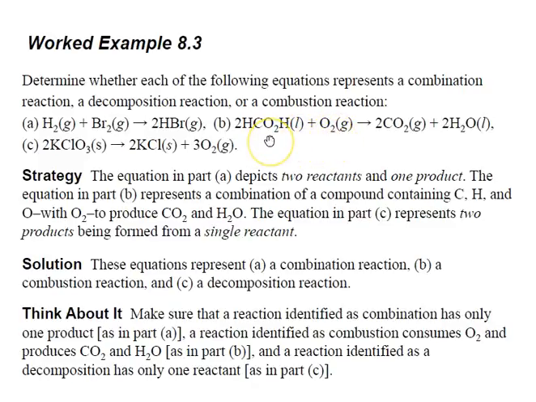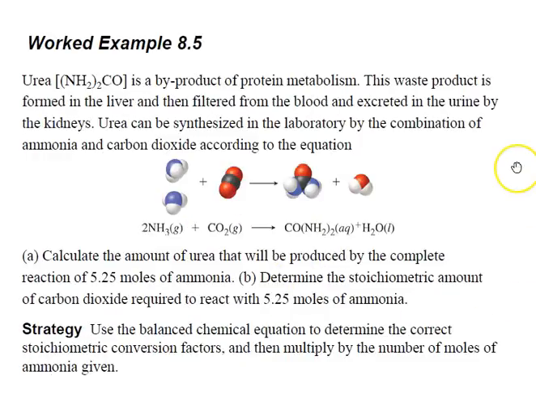And if it is a hydrocarbon or a carbon, hydrogen, oxygen type compound that you're burning, then you'll produce carbon dioxide and water. So for part A, we can see that it is combining, so it's combination. Part B, we're adding O2, producing carbon dioxide and water, so it is combustion. And then the last one we are separating out, and that would be a decomposition.